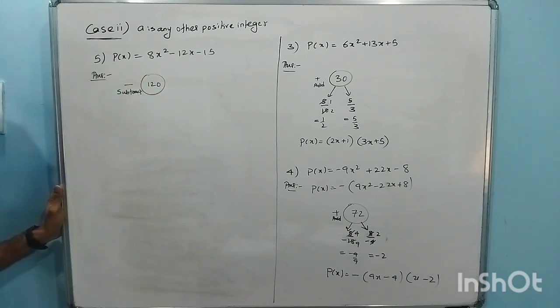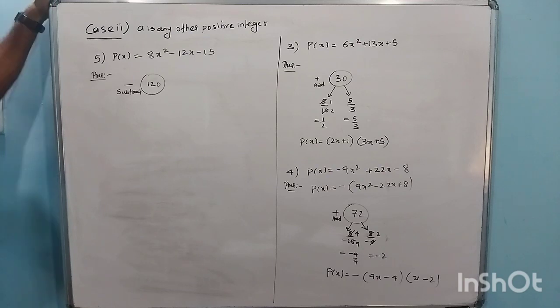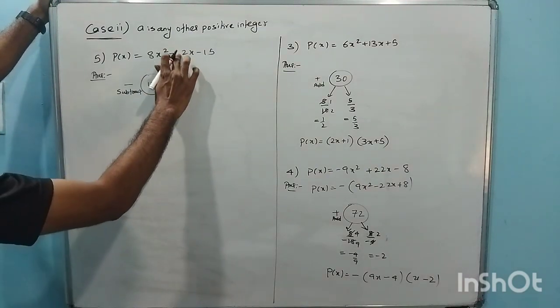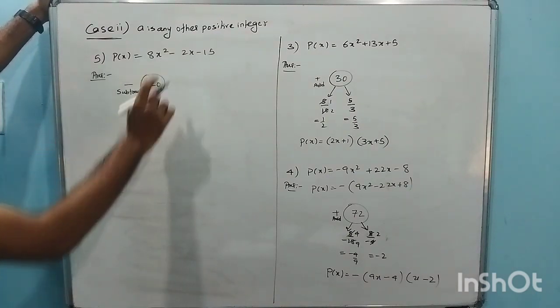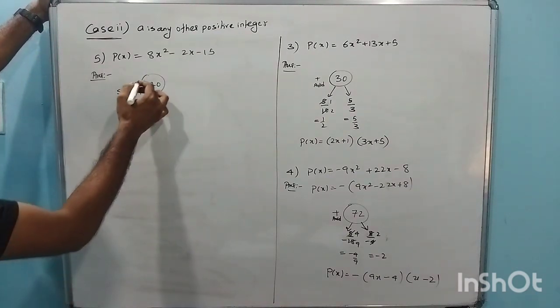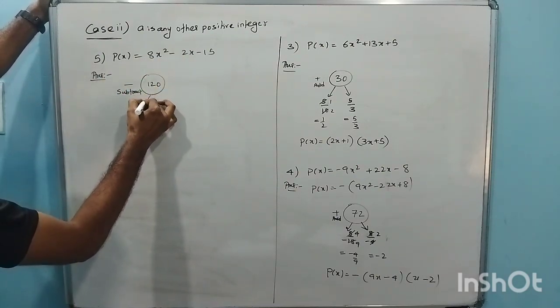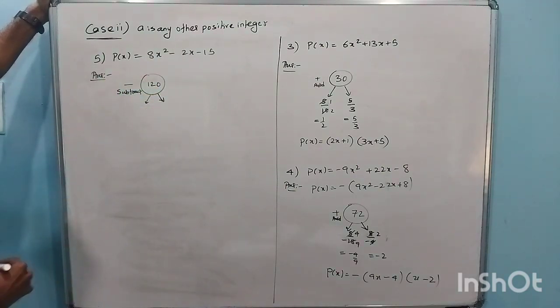To find two numbers such that if we subtract, you should get 2, and if we multiply, you should get 120. So which are those two numbers? So obviously 12 and 10, correct?